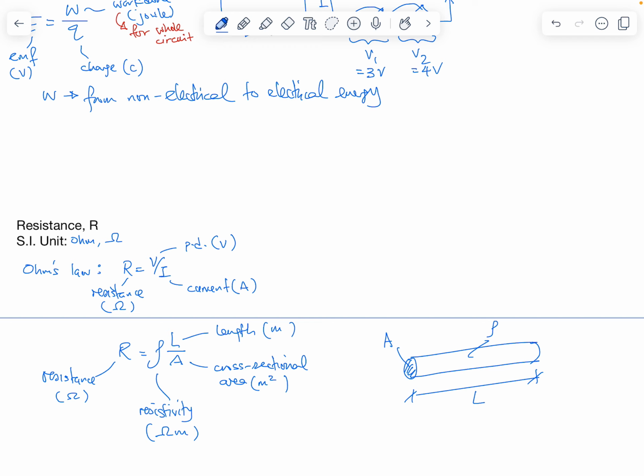So these are two ways of calculating resistance: Ohm's law and the resistivity equation. So I hope I explained the difference between all these things.